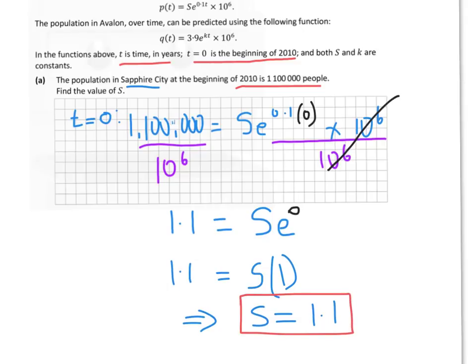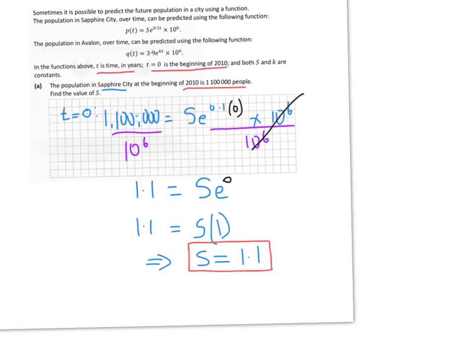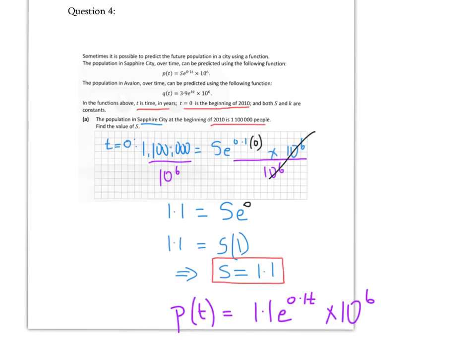Okay, and we're going to take that answer with us for the next part. And it's even helpful at this stage to rewrite our function now with s solved. So I know my function now is P of t is equal to 1.1 e to the power of 0.1t times 10 to the power of 6. And I can take that statement with me into part B of this question. So again, before we move on, make sure we've got this taken down as it is.